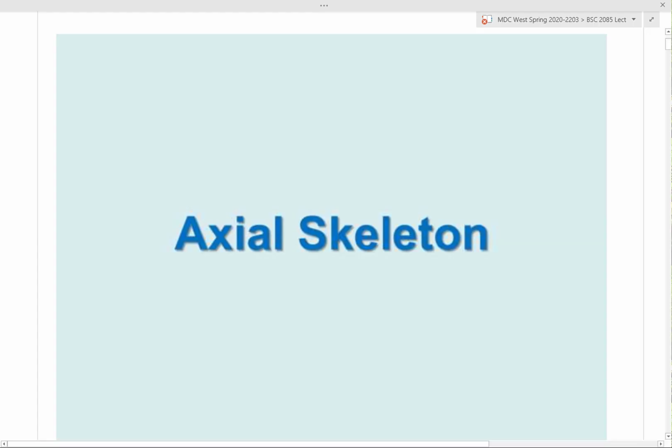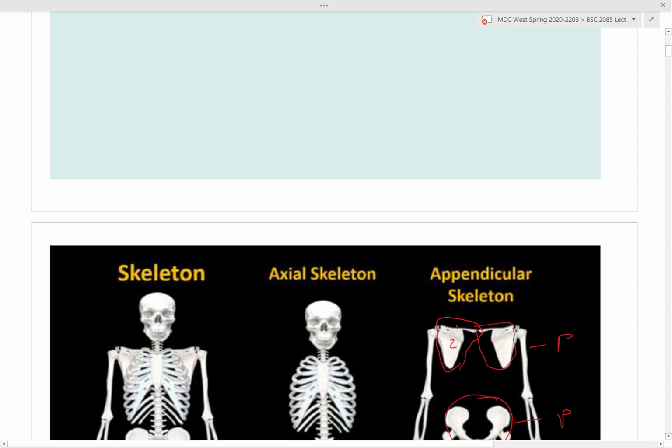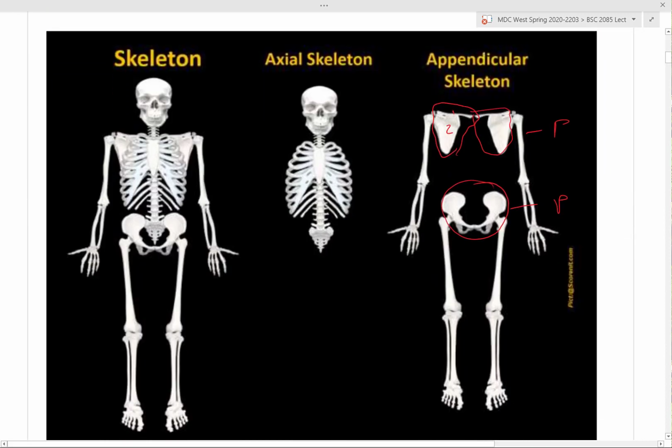So today we're going to talk about the axial skeleton. Axial skeleton versus appendicular skeleton, which you guys should know. Axial and appendicular makes your whole skeleton. So axial is like an axis. So you have your skull, your vertebral column, thoracic cage, and the thing that everybody forgets is that you have a sacrum. Please do not confuse that with the structure of the pelvis.